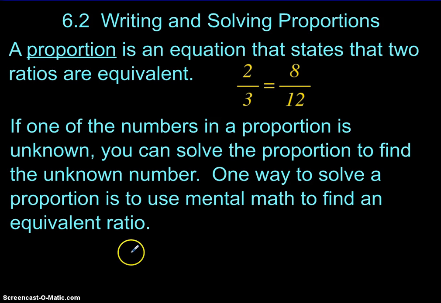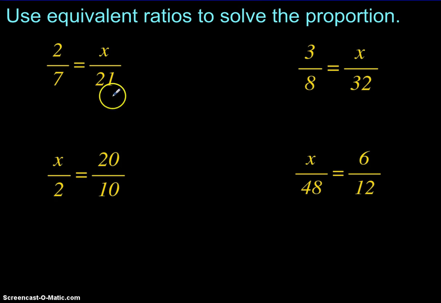One way to solve a proportion is to use mental math to find an equivalent ratio. So let's look over here. We're going to solve for x, but you can think of it as changing the denominator. Remember when we get common denominators, we change the denominator. This is basically the same thing, where we want to see how many times 7 goes into 21. Well, 7 times 3 is 21. So if I multiply this times 3, I get what x is, which is 6.